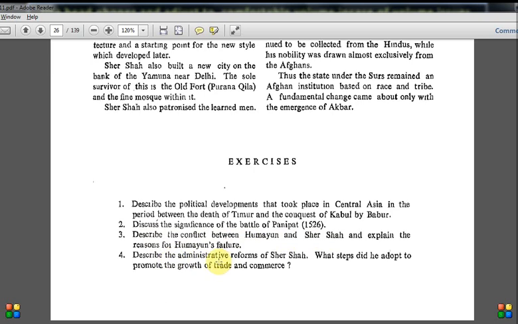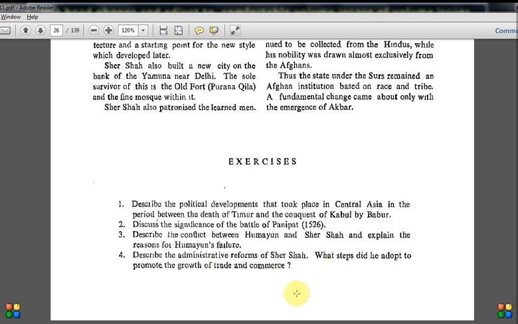Now, describe the administrative reforms of Sher Shah. What steps did he adopt to promote the growth of trade and commerce? The answer is actually there in this particular video which you have listened to till now. Whatever he did, a lot of law and order, the justice system, for travelers he did something, for peasants he did something. He did a lot of things, right? And a lot of terminologies also you learned. So that is what you need to answer for this. So it's an easy 10-15 marker question which UPSC can directly ask. So try to answer these questions for your practice. Or anyway, if you enroll in our mains test series and all, you will be writing lots and lots of answers about this. So I think I've covered everything about this chapter.